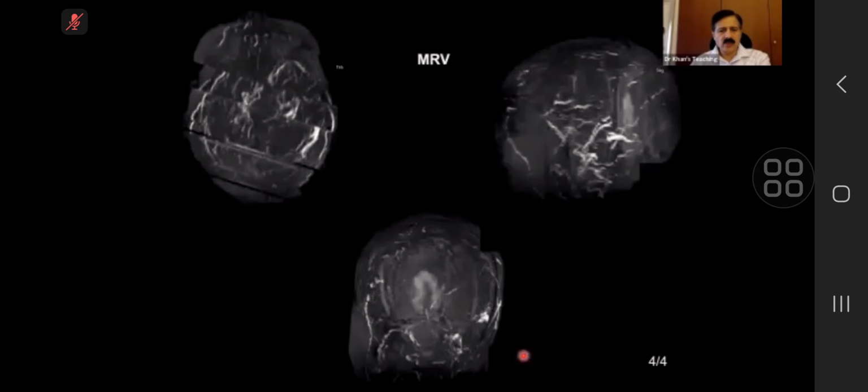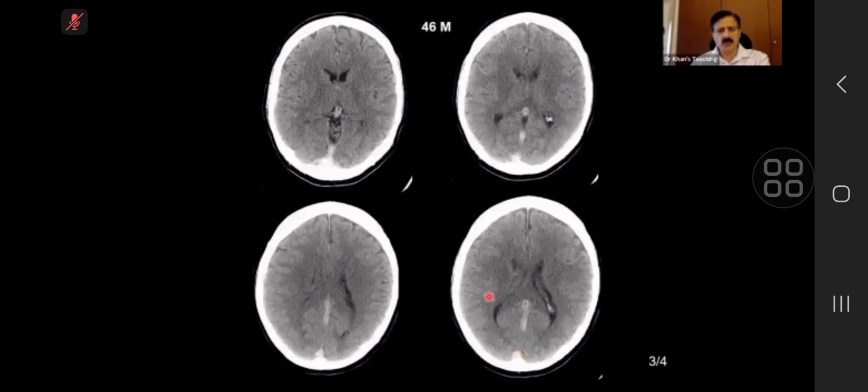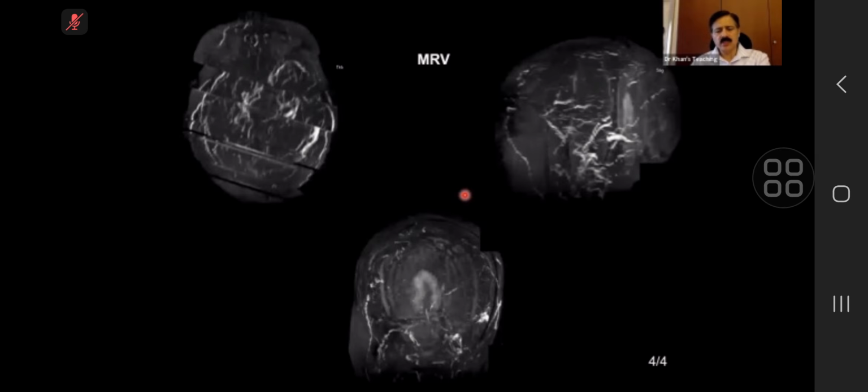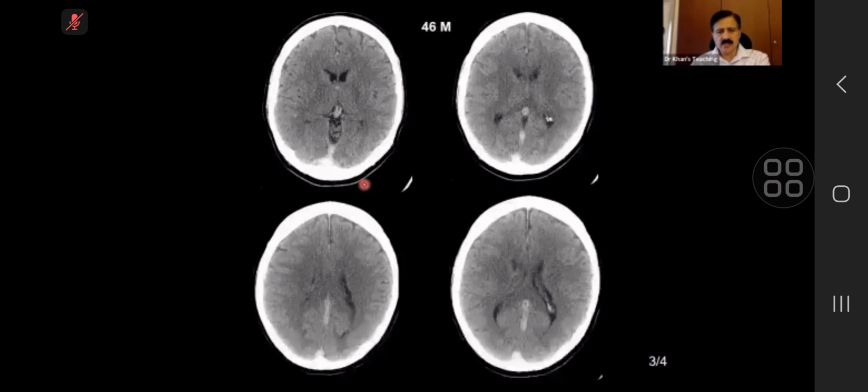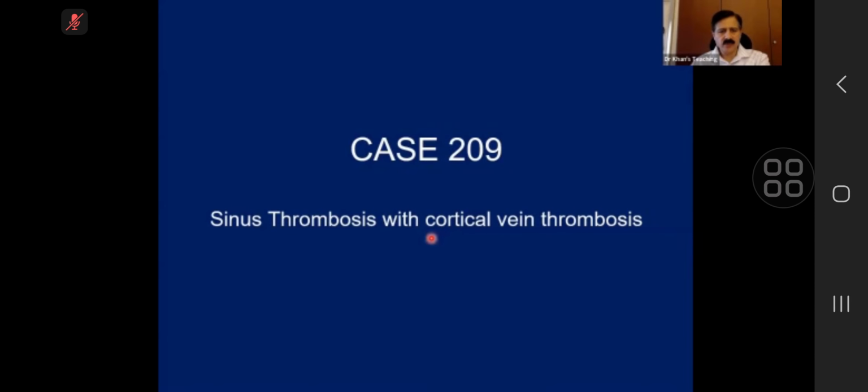Now, in this particular case, we did an MRV for this case. This patient was an alcoholic. He came with headache for about 6 weeks of duration. The MRV is not very good quality-wise, he moved a lot, but you can see practically all the sinuses are thrombosed. In any case, this is an exam film.